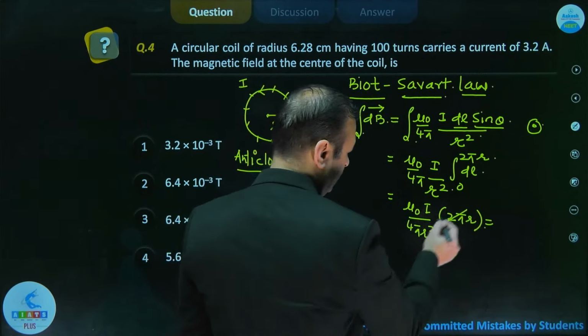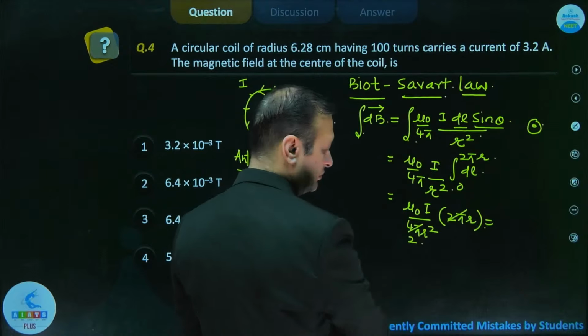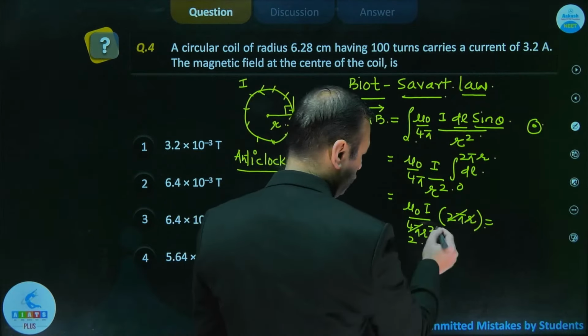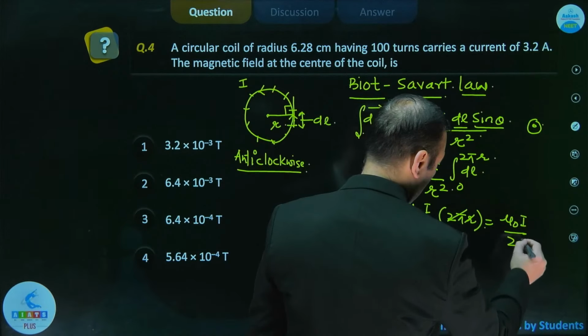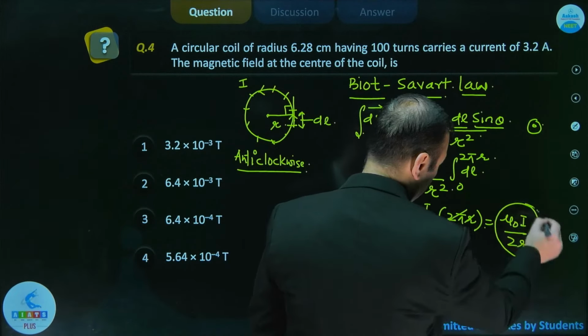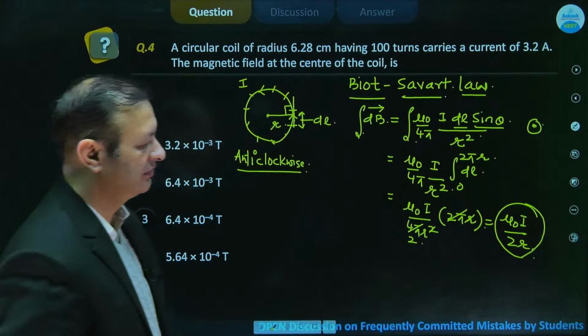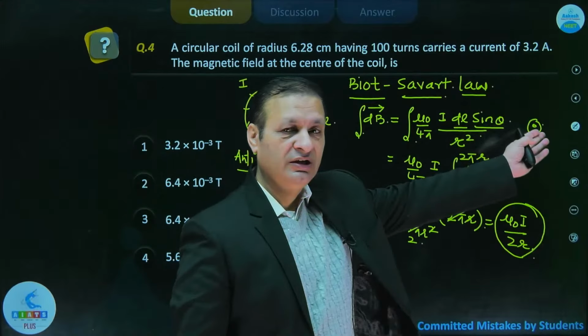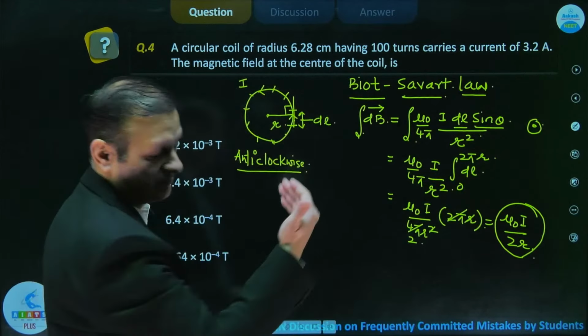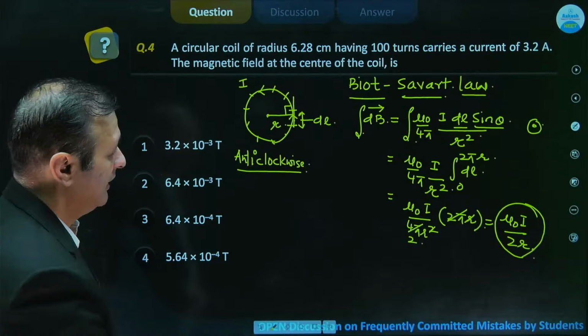So, this 4 pi and 2 pi gives you this 2, this r goes with this r. So, it becomes mu naught I by 2r. So, this is the actual magnetic field at the center of this, and it is outside the plane. It's coming like this. Got it? Any doubt from this part?